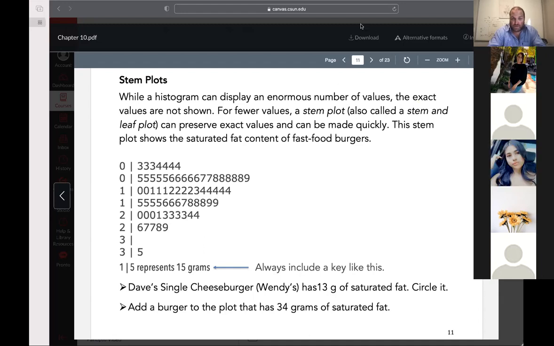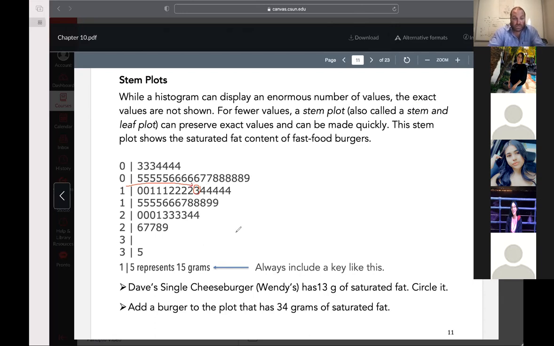Yes. All right, so it says here, Dave's single cheeseburger from Wendy's has 13 grams of saturated fat. Where can I find the Wendy's hamburger? 13 grams, where is it located? On the third line. Which one of the third line is it? The 3. This one right here. That's the Wendy's. Of course, it's associated with the 1, as are the rest of them in the row, but that's the Wendy's.